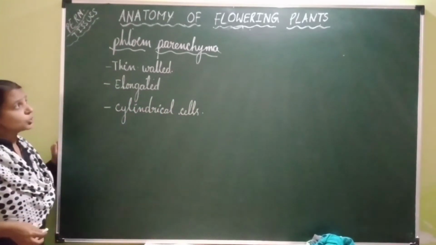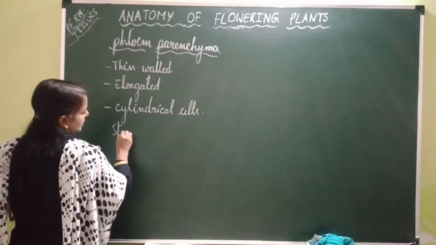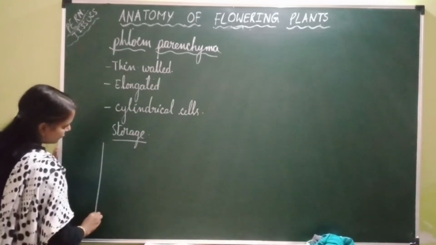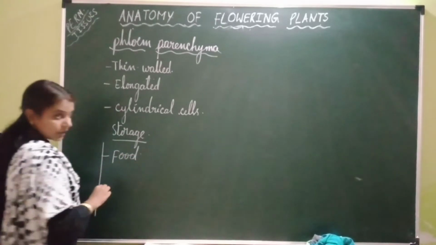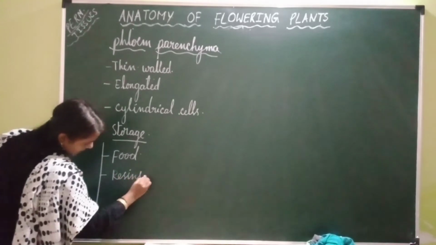The function of these phloem parenchyma cells is to store food materials. So this phloem parenchyma is involved in storage of food. Along with the storage of food, it is also involved in the storage of resins, mucilage and latex.